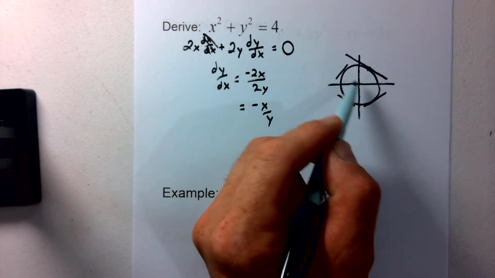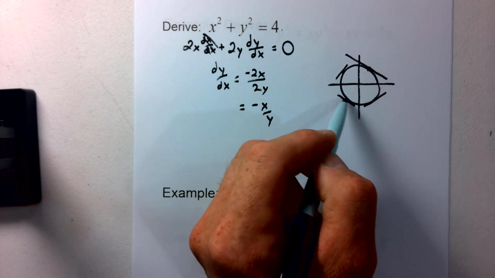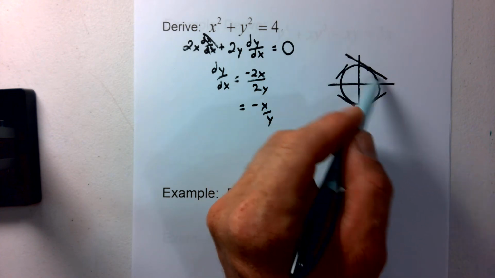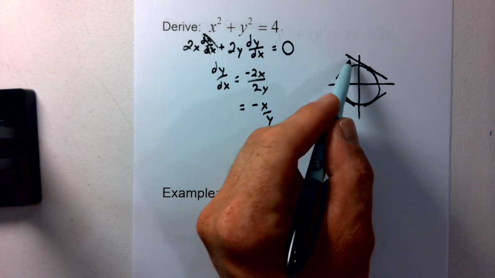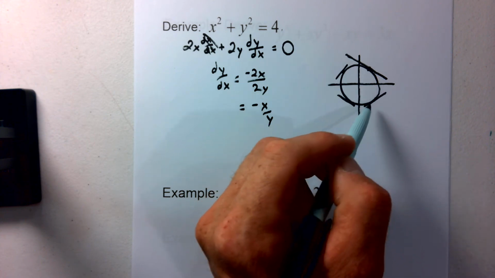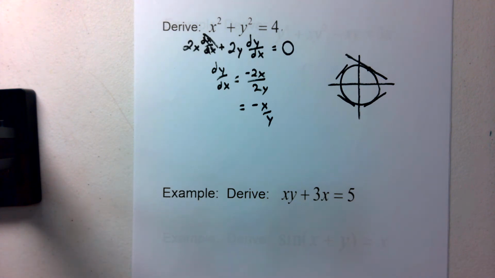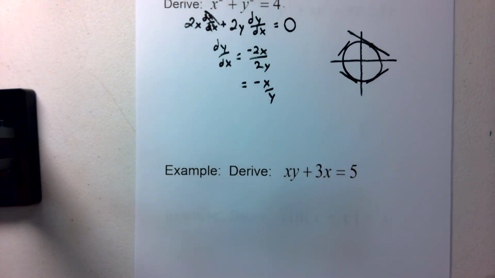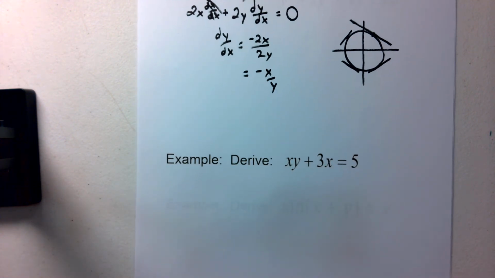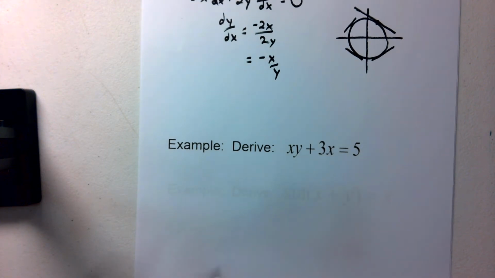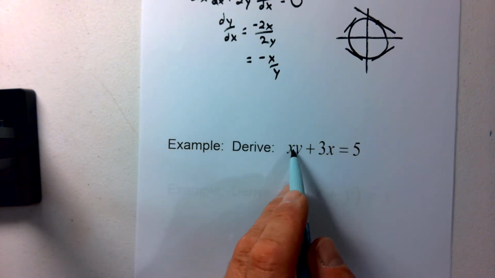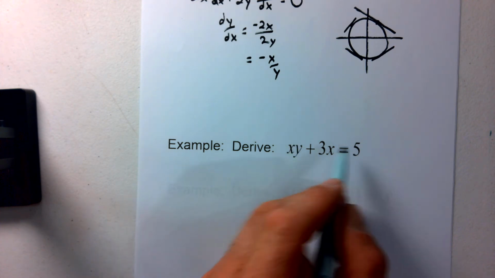going to see that we're going to have two places on the circle where we have parallel lines for the tangent lines. Notice these two kind of look parallel, but these two points here are going to be parallel as well. So it's going to be something that we're going to see as we get into this implicit differentiation idea and concepts. Derivative of xy plus 3x equals 5.